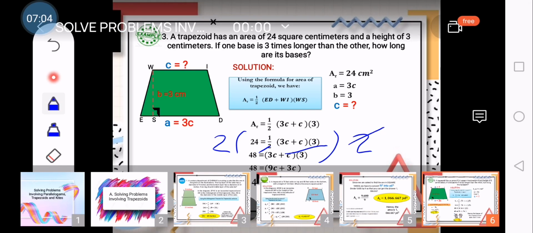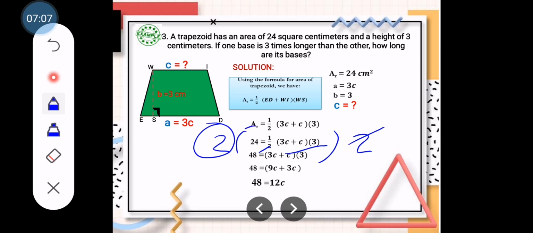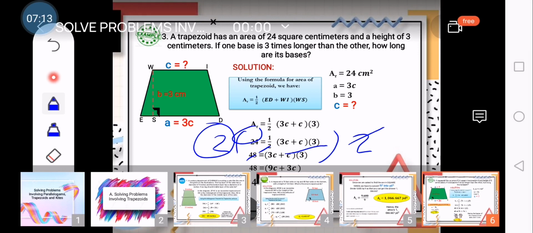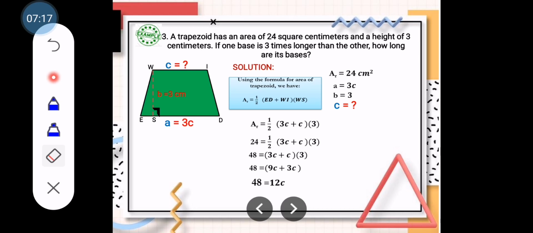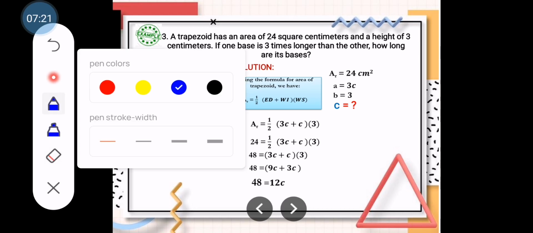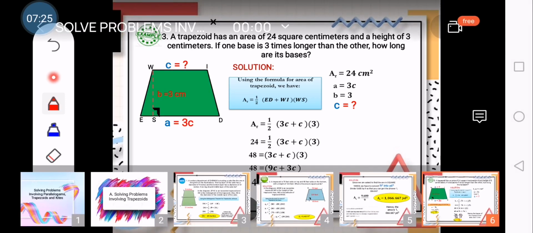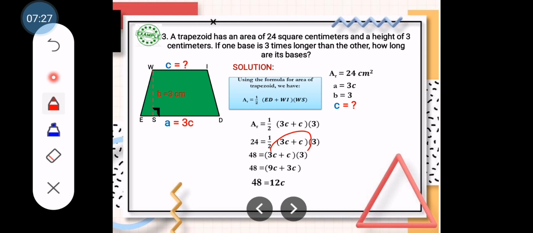Kaya siya naging 20. 2 times 24, kaya po naging 48. So, eliminate na natin yung 2, kaya natira na lang is 3C plus C. So, 3C times C, ang gagawin po natin is distribute. So, magdi-distribute tayo ngayon. So, 3C times 3 and then C times 3.